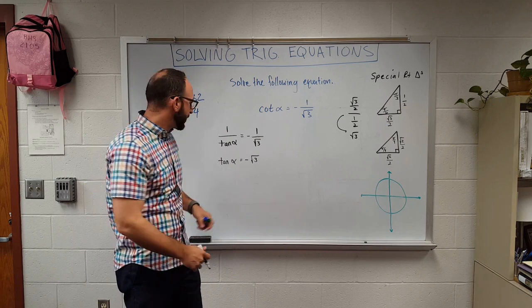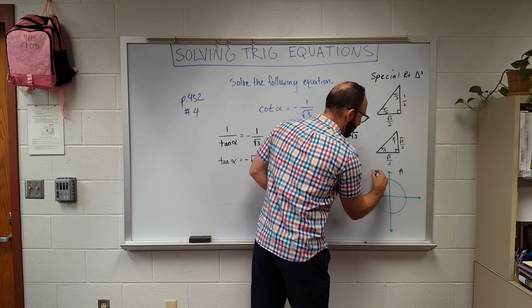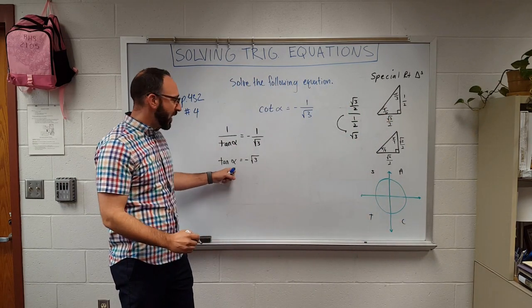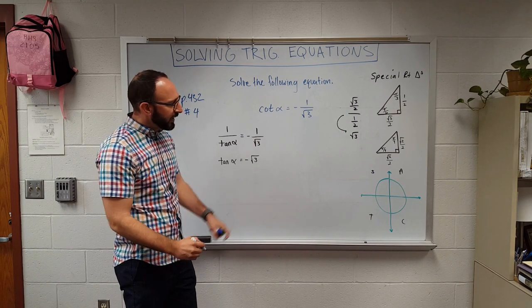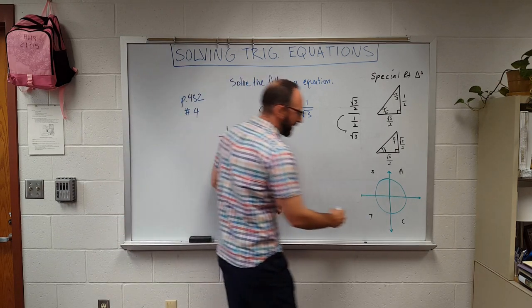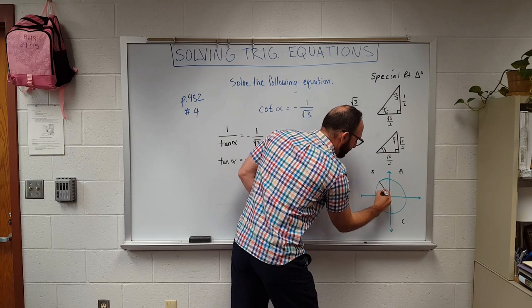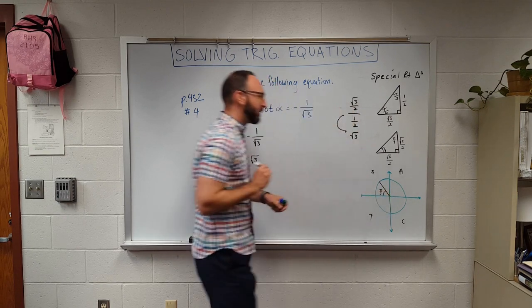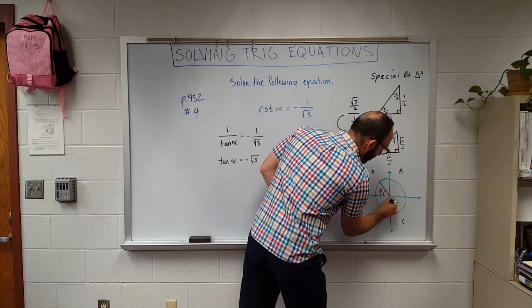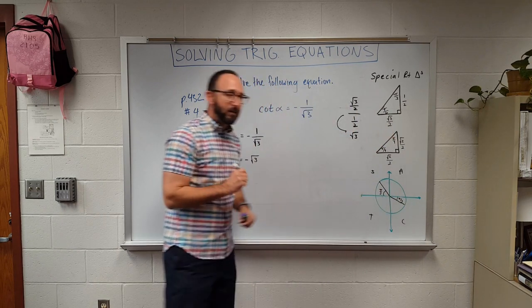We know tangent's outputs will be negative in the second and the fourth quadrants. So what I'm going to do is use a reference angle of pi over 3 in the second quadrant and a reference angle of pi over 3, not to scale, in the fourth quadrant.